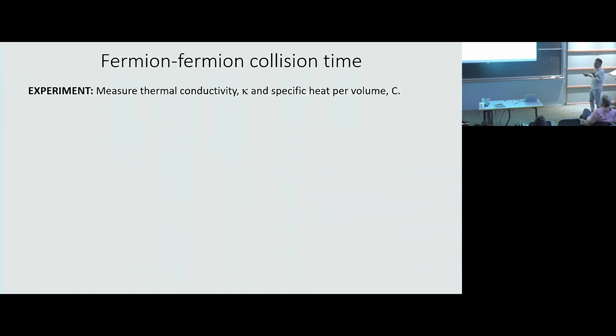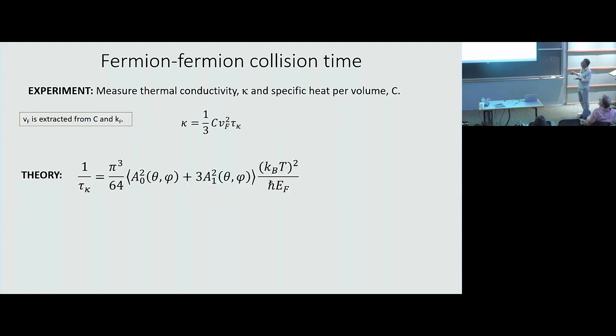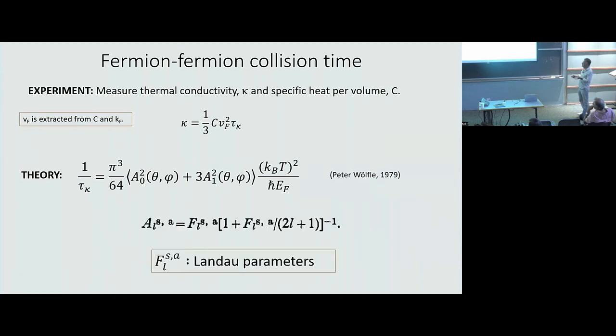Now, one observation. So from here, I'm going to make a few observations. I'm an experimentalist. Now, the thing about this is that you can extract the scattering time and compare it with experiment. So this has been calculated by Peter Wolfle, for example, using, this is the scattering time that you extract from your thermal conductivity and your specific heat, and you compare it with theory. And actually, these guys are lambda parameters.